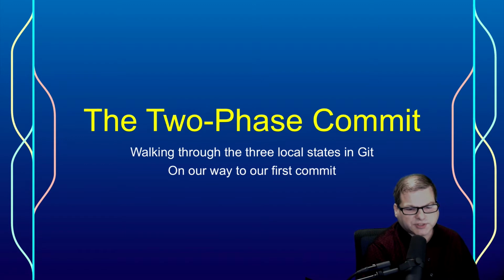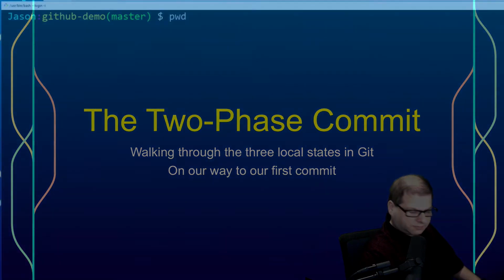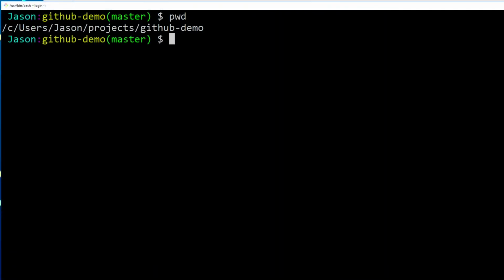All right, that leads us to actually the two-phase commit process. We're going to walk through each of the 3 local states in Git on our way to create our first commit. We left off in the GitHub-demo working folder of our repository. That's underneath the projects folder within our user's home directory.